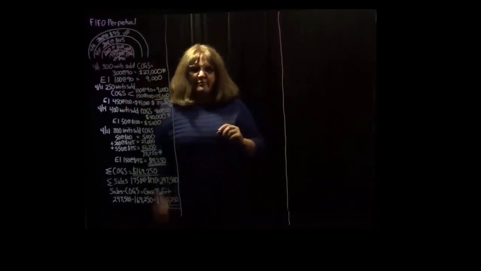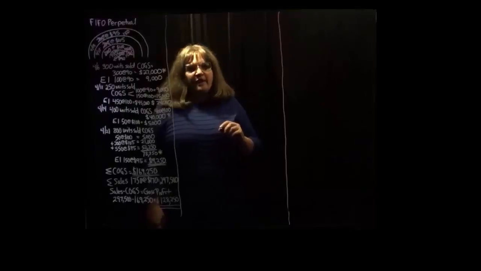so 297,500 minus 169,250 is 128,250 gross profit. So there we have our answers for the FIFO perpetual method.